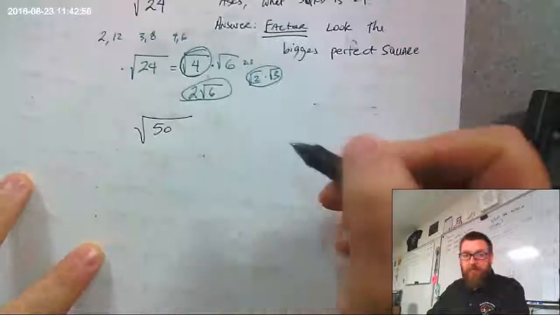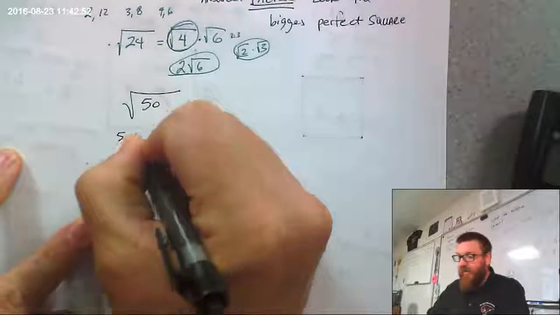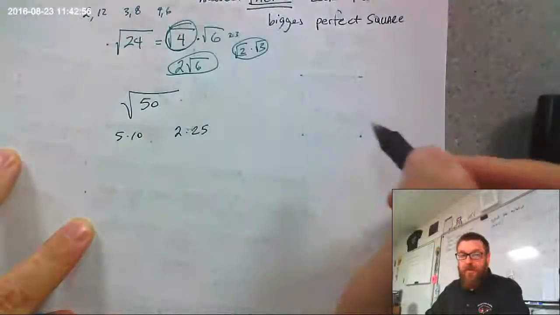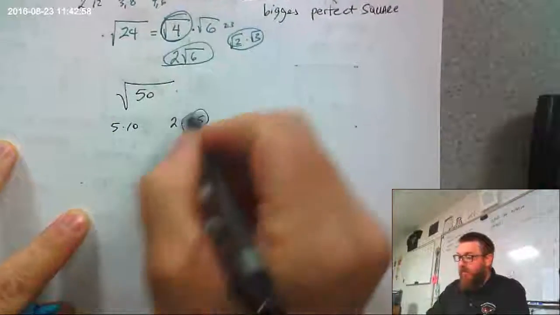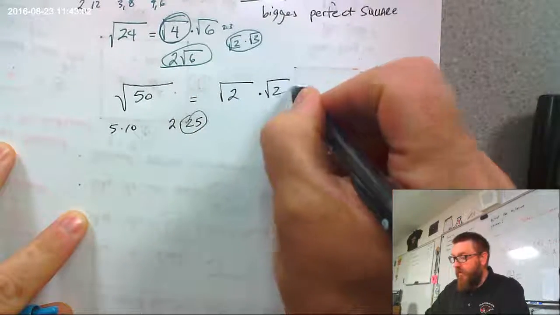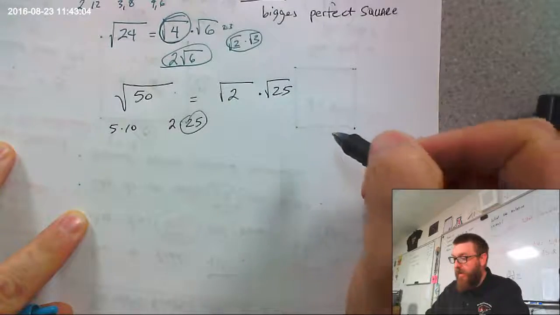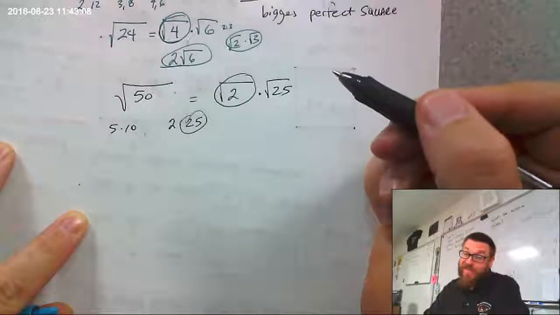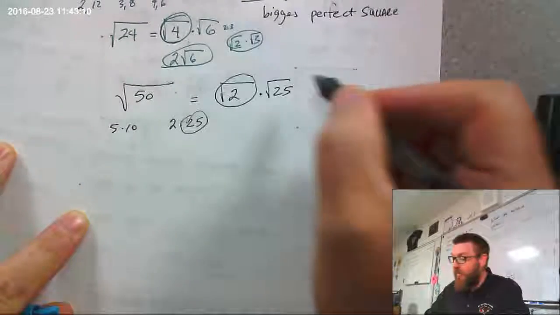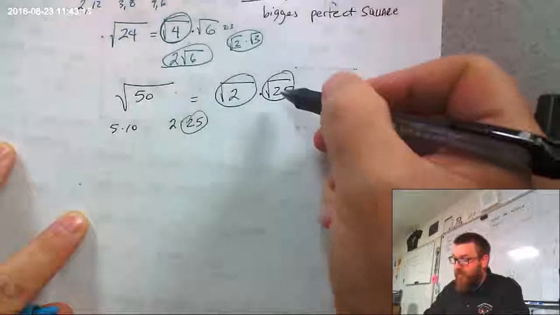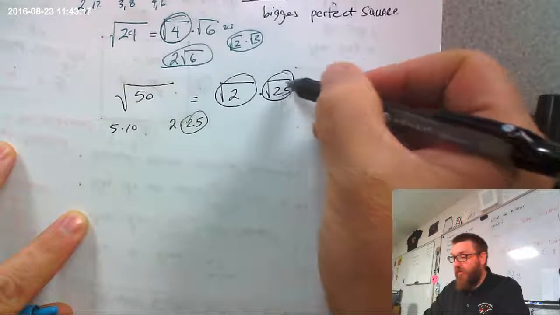Square root of 50. You could do 5 times 10, no perfect squares. Or you could do 2 times 25. Do you see? Perfect square right there. So the square root of 50 would be the square root of 2 times the square root of 25. Now, the square root of 2 is irrational. Can't do anything with it. It's going to stay just like that. But the square root of 25 is 5. 5 squared is 25. The answer to the question, what squared is 25?